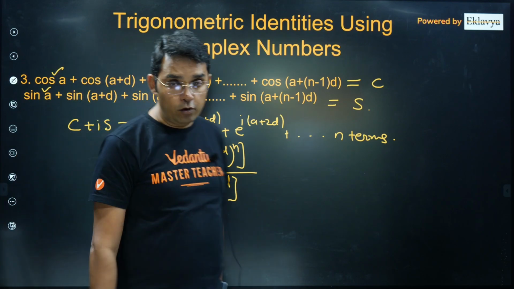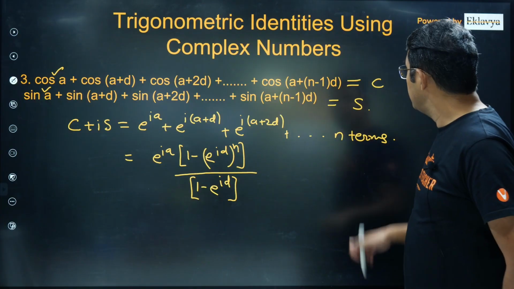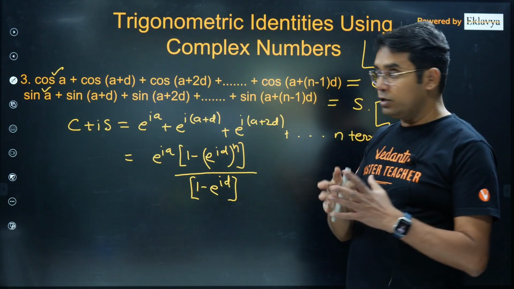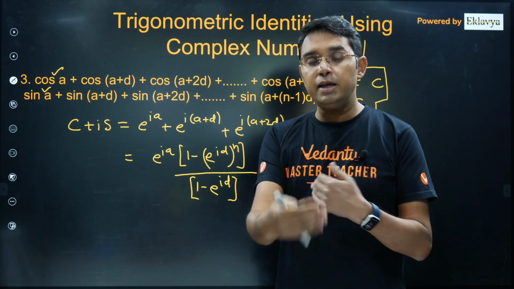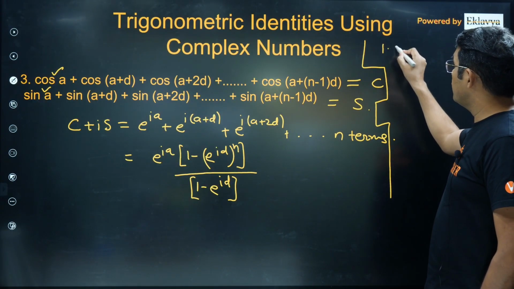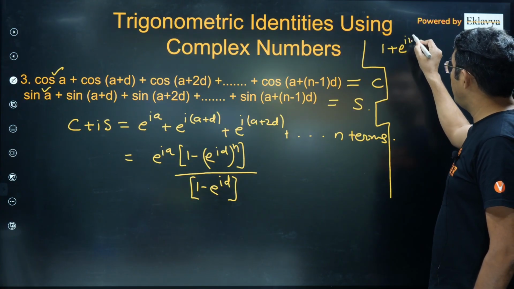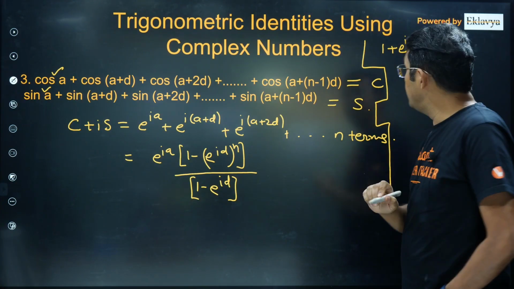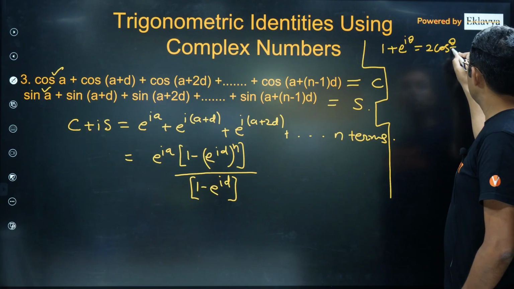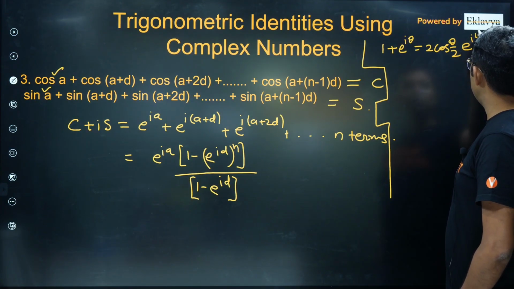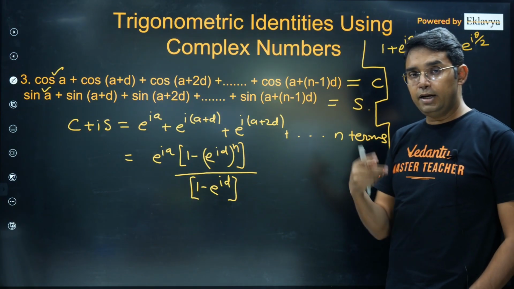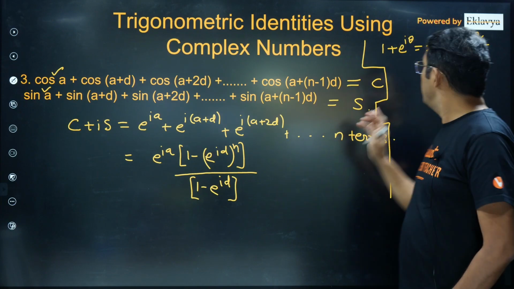Okay, before I go further, I would like to tell you one important result that can be useful for you, and that I have given in my session notes also, and that result I will be using in later part also. So please understand what I am going to tell you. If you are looking for e^{iθ}, this will be equal to 2 cos(θ/2) into e^{iθ/2}. You can derive it by writing e^{iθ} as cos θ plus i sin θ, and then doing some trigonometric calculation.